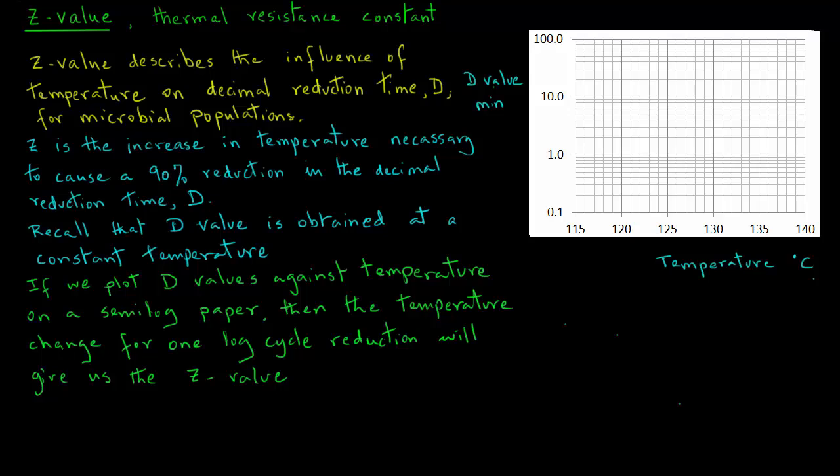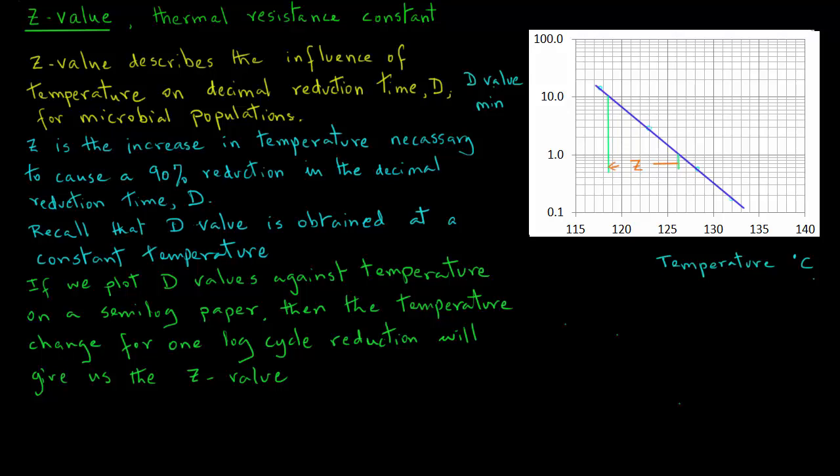So we have a semi-log paper here. Y-axis is the log scale, and the x-axis is the regular scale. We have temperature for the x-axis, and D values plotted on the y-axis. If we obtain D values at different temperatures and identify those points on the semi-log plot, we will find that the D values will follow a straight line. So we draw a straight line that passes through those points.